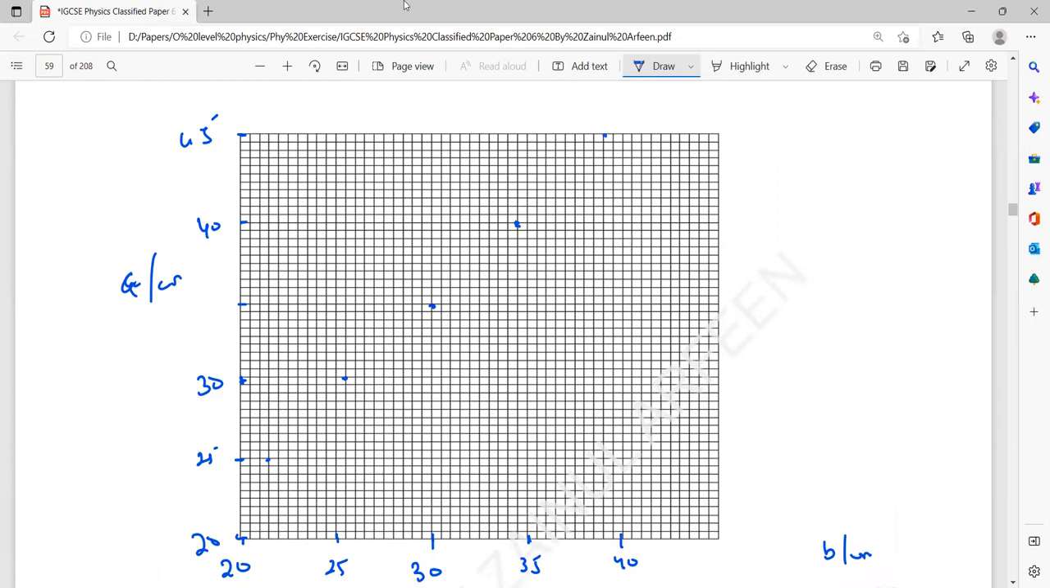Then what we do, we try to draw a best fit straight line. For a best fit straight line, the number of points above and below should be the same, or all the points lie on the line. If the maximum points are lying on it, with one point above and one below, that's the best fit straight line.